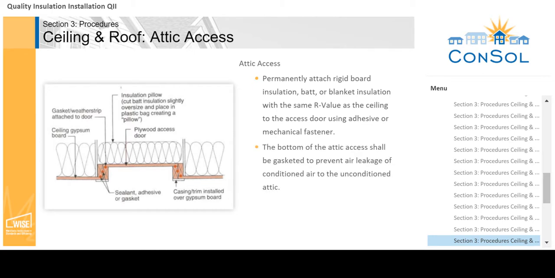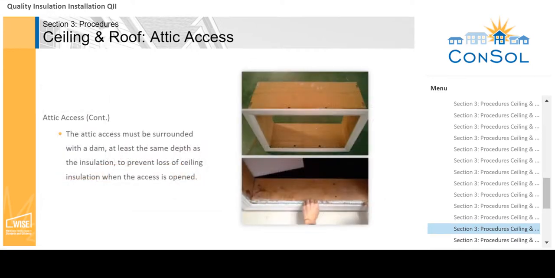The bottom of the attic access shall be gasketed to prevent air leakage of conditioned air to the unconditioned attic. Vertical access requires mechanical compression such as screws, latches, or doors. The attic access must be surrounded with a dam at least the same depth as the insulation to prevent loss of ceiling insulation when the access is opened.